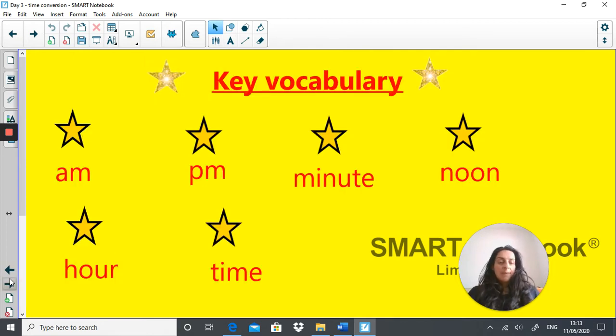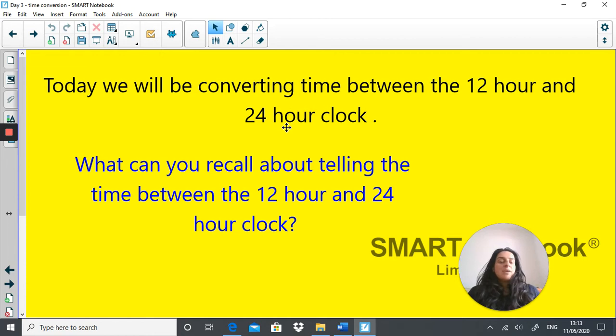So our key vocabulary today is AM, PM, minute, noon, hour, and time. So very similar to the vocabulary that we had last week, and most of you should be quite familiar with what those things mean because we looked at them in some detail last week. So today we'll be converting time between the 12-hour and the 24-hour clock.